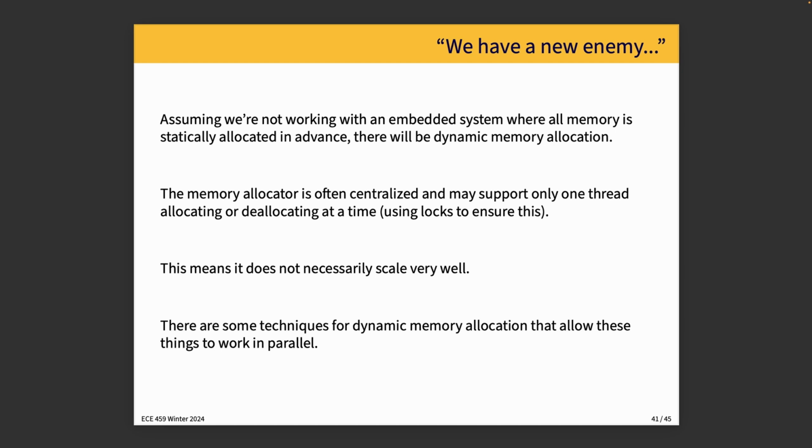There are some techniques for dynamic memory allocation that allow things to work in parallel. There are some cool research papers out there about parallel malloc and stuff like that, which does open up some possibilities for different threads to be working on getting memory from the pool at the same time. But it is noteworthy that dynamic memory allocation is potentially a bottleneck.